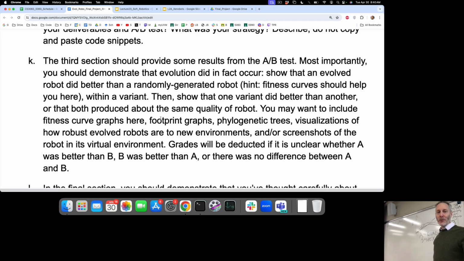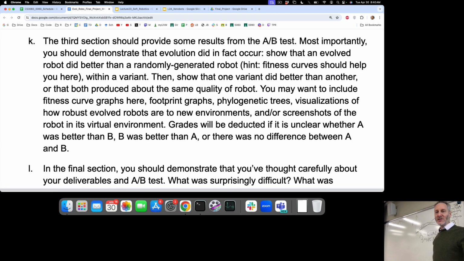Okay, third section, third page should provide some results from your A/B test. Most importantly, you should demonstrate that evolution did in fact occur. Show that an evolved robot did better than a randomly generated robot. That's the first piece of evidence we want to see in your results. Have a look at my cartoon example here. Did evolution occur?